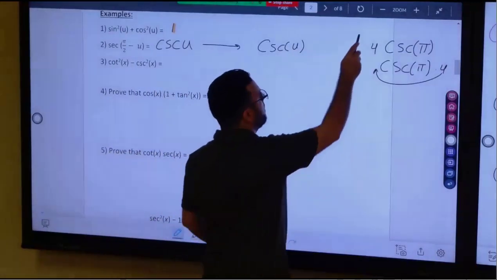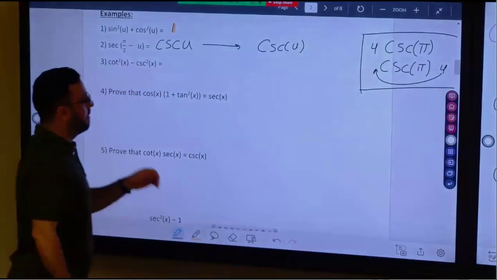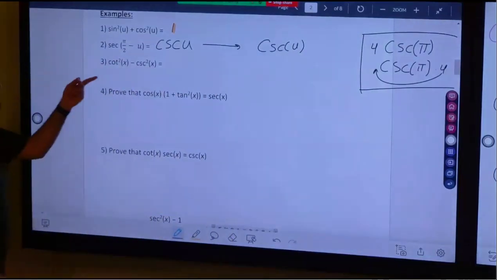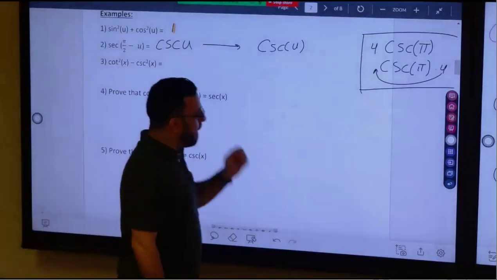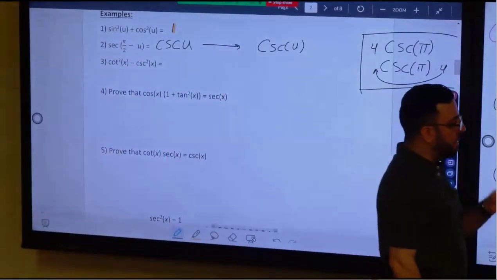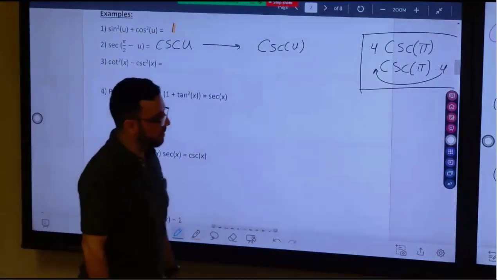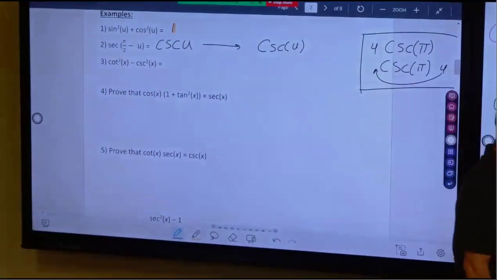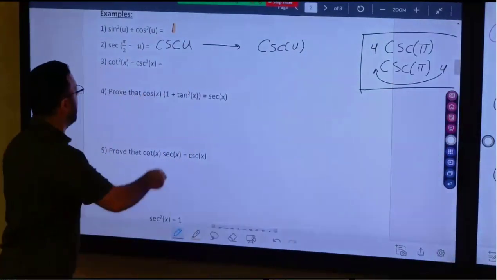That's right. What about the third one? Cotangent square x minus cosecant square x equal what? Which is this one. Move this one to the other side, so you get the result of what? One. I'm just gonna write down 1.